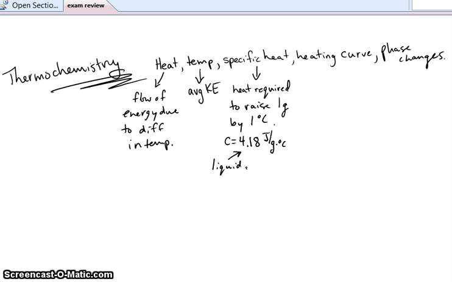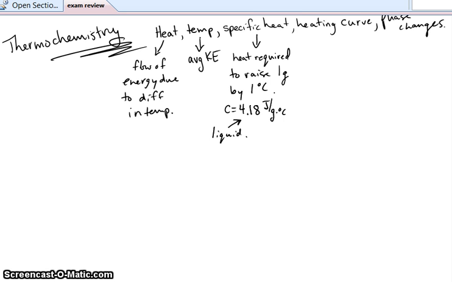Remember that lady from the video? That's how a pool stays warm even when it's cold outside, or stays cold even when it's warm outside. Cool. We'll do heating curves and phase changes together. So let's move on to some specific heat example problems.